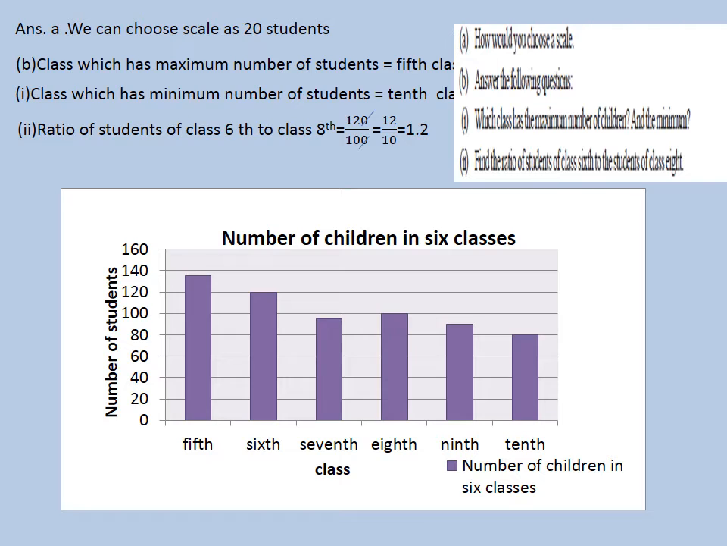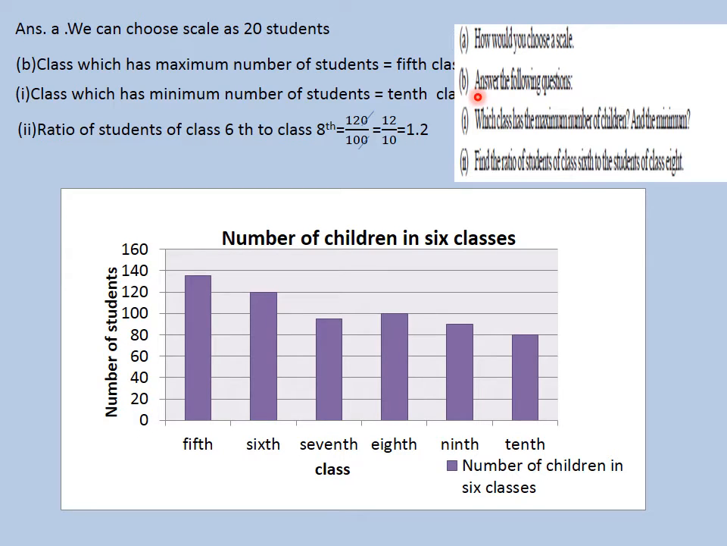Now we have drawn the bar graph, isn't it? We have drawn the bar graph taking 20 as 1 centimeter. So we have drawn 5th class, 6th class, 7th class and so on. Let us answer the questions basing on the bar graph. How would you choose a scale? Here we have chosen 1 centimeter is equal to 20 students.